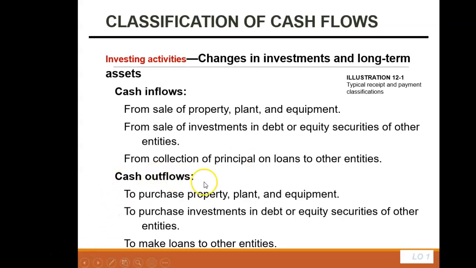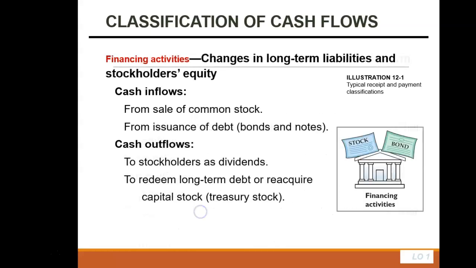When you think about your cash outflows from investing, there's the purchase of any property, plant, or equipment assets, the purchase of investments, whether we're talking about purchasing stock or purchasing bonds of other companies, or when we make loans to other entities. These all qualify as being cash outflows under your investing activity section of the Statement of Cash Flow. And then last, we have the financing activity.